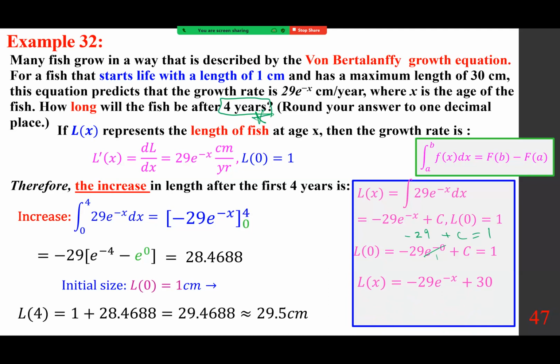The length at age 4, plug in 4. Now, what is the advantage of this? If the question was asked, how long will the fish be after 4 years, after 10 years, after 20 years? All you have to do is put 4, 10, 20, whatever the numbers they ask you, into this formula.